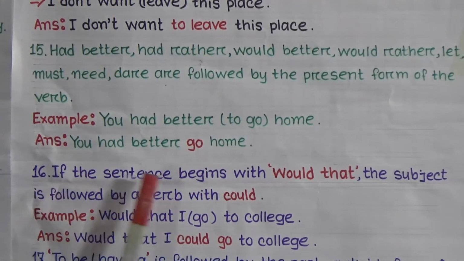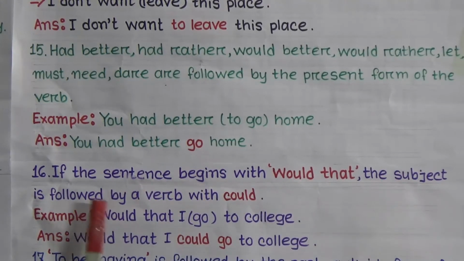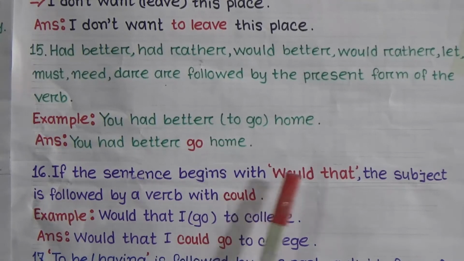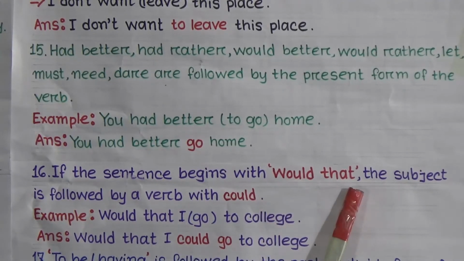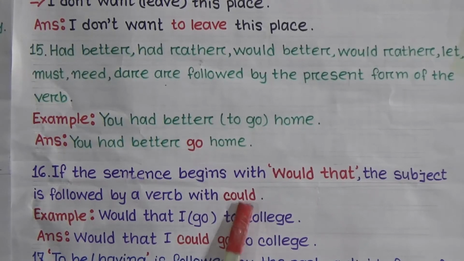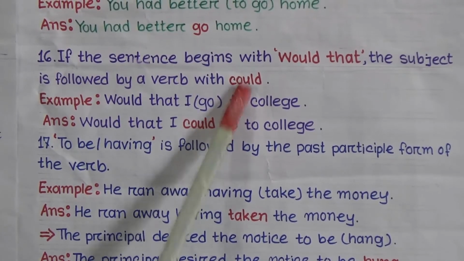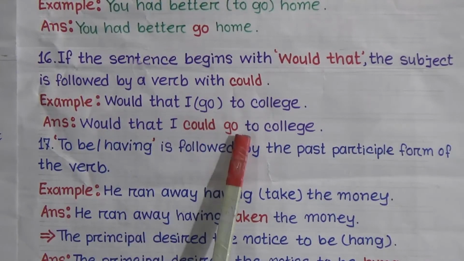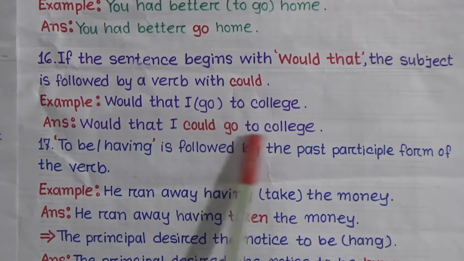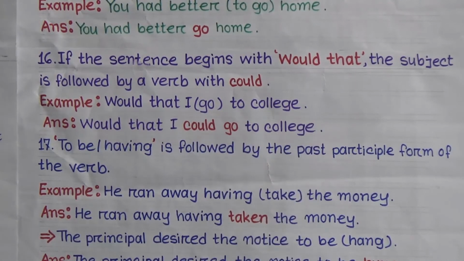Now number 16. If the sentence begins with would that, the subject is followed by a verb with could. It means if any sentence starts with would that, you have to use could as the verb. And we know could is a modal auxiliary verb, and after this you have to use the base form of the verb. Look at this example, would that I (go) to college. The sentence starts with would that, so we have to use could. Would that I could go to college. So this is the correct form.